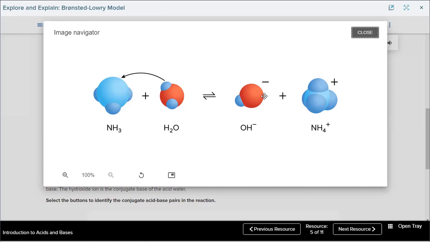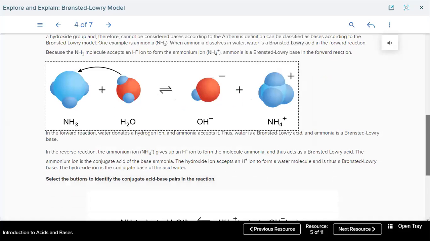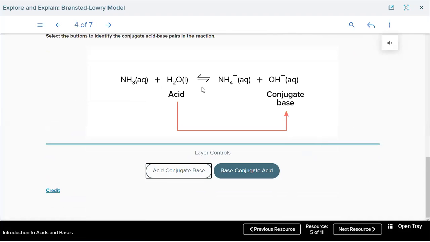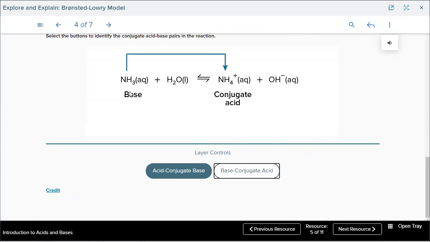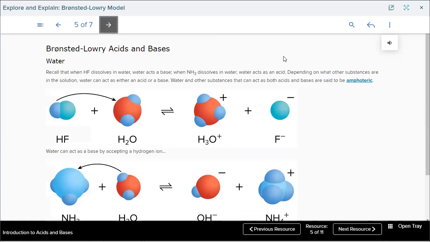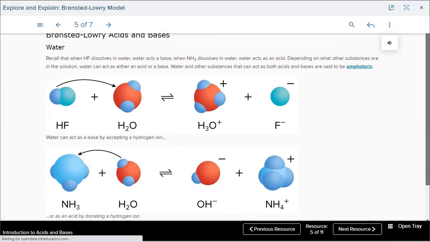So H2O is called acid or base in this example? Acid, while OH minus is a conjugate base. NH3 is called what? Base, while NH4 plus is a conjugate acid. Right, excellent, Mariam. So H2O is acid, OH minus is conjugate base, NH3 is base, and NH4 plus is conjugate acid. Any problem till now? No.